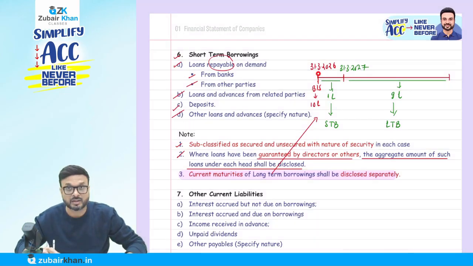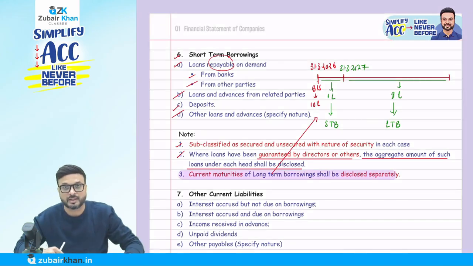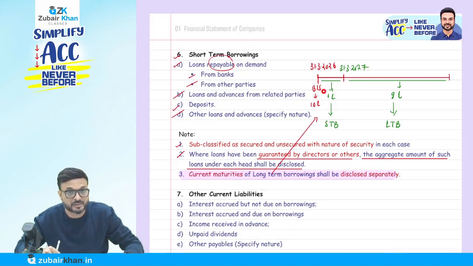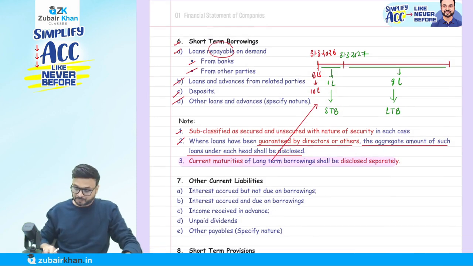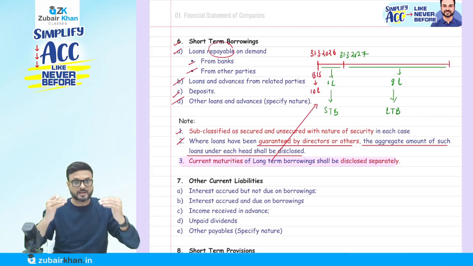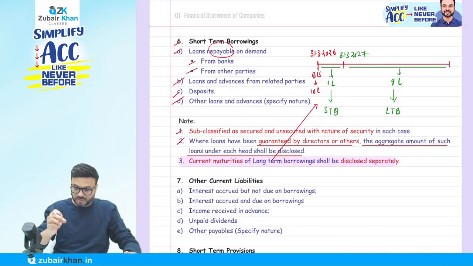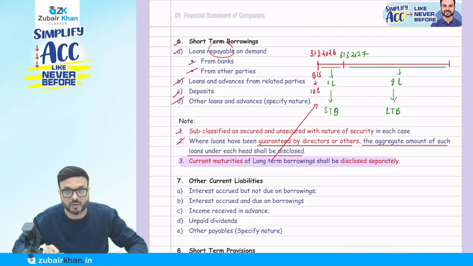So I will show it as short-term borrowing here. Okay. You understand the point now? This 1 lakh is a part of short-term borrowing only. And this short-term borrowing will show under current liability. Under the short-term borrowing, it will come. To make it simple, in short, short-term borrowing is a part of current liability only. And we'll write it as current maturity of long-term borrowing.